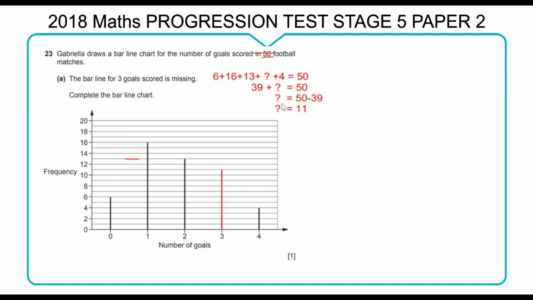So to get the question mark is 50 minus 39, which is equal to 11. That's how we got frequency of 11 for 3 goals. 11. So we put here. Next. And this is 11.